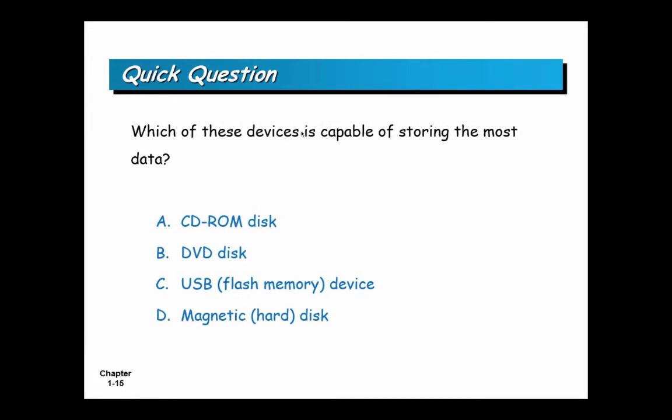Okay. Which of these is capable of storing the most data? I have not said it, but it should be fairly straightforward. D. It's bigger than a flash drive, just physically bigger. And these things are just lower quantity storage devices than a hard drive. So that's D.